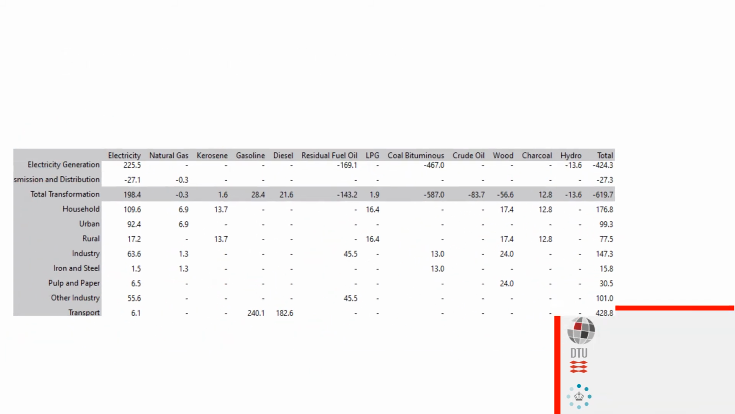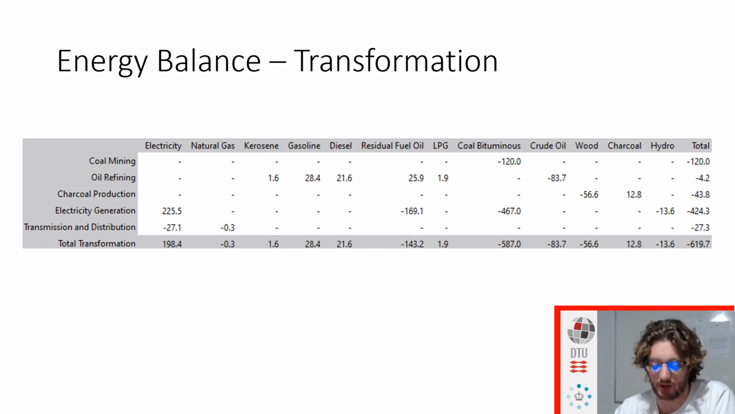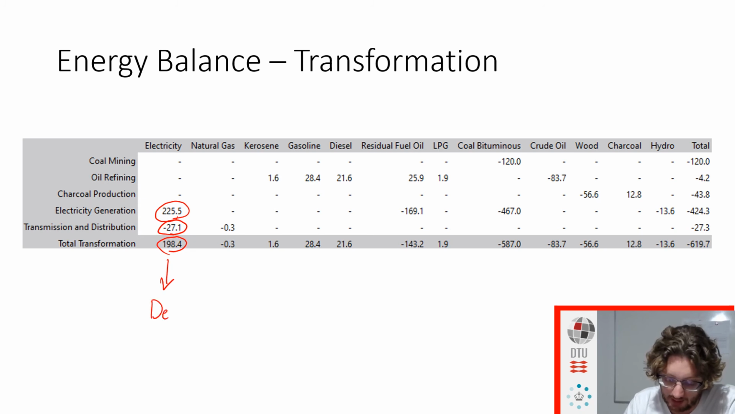Now if you go down, you can see here we have a quite simple transformation sector, but that can quickly grow. In this case, we can see how much of the electricity gets produced in our transformation sector, and how much becomes consumed, mostly in losses. So that's our transmission and distribution loss, and then how much is the output, which goes further down to the demand sector below.